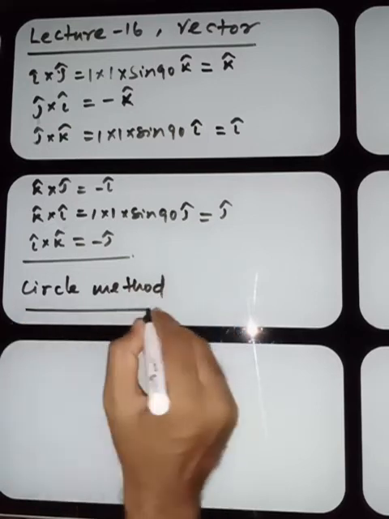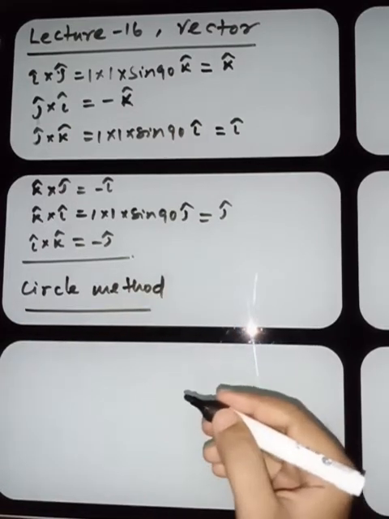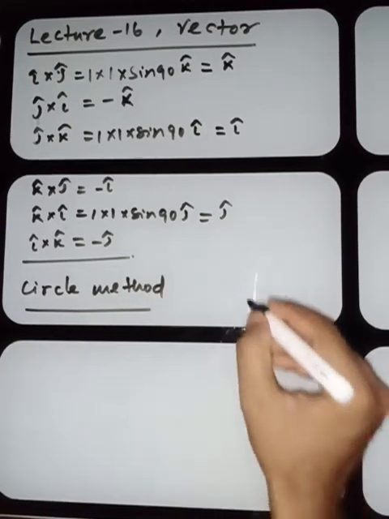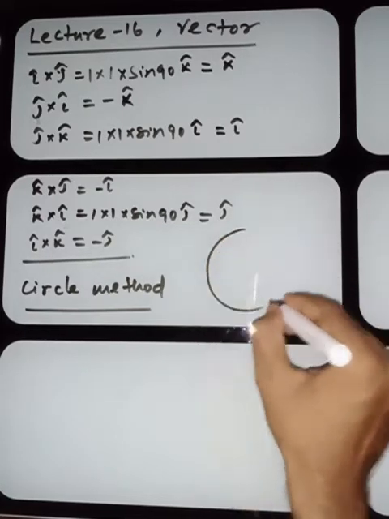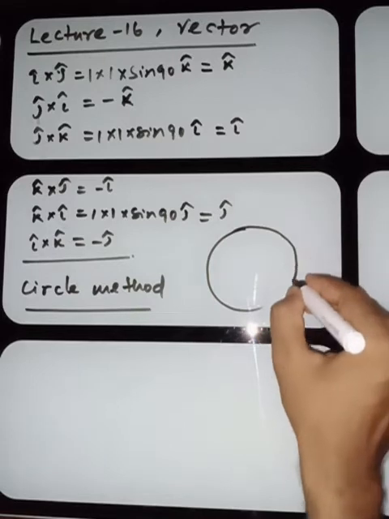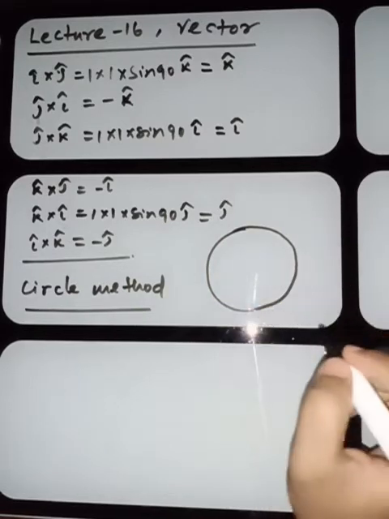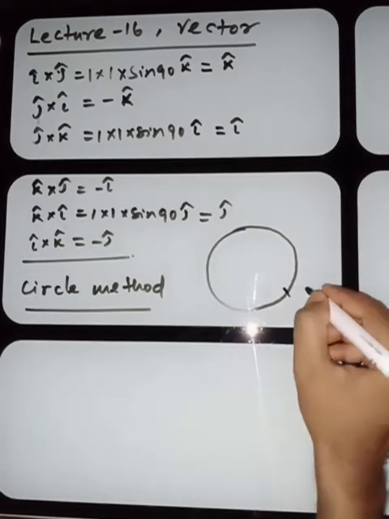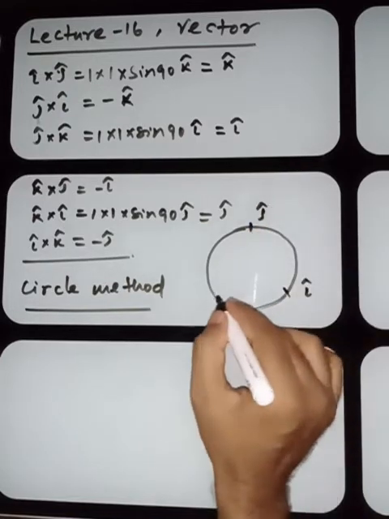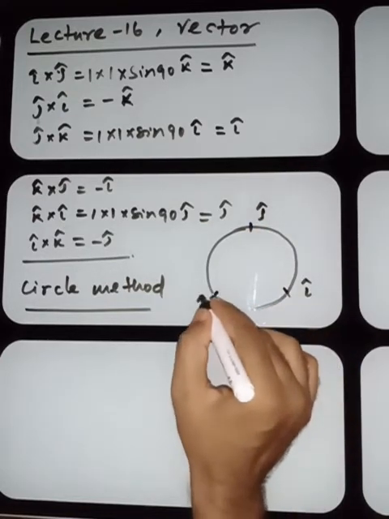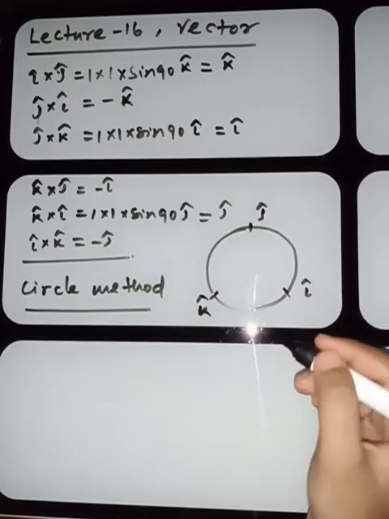Since it is given in the book, that's why I'm telling you. Otherwise, I'm not very much interested in this method. I don't like this one. Here, suppose this is the circle. You have to mention i, j, and k. Okay, i, j, and k.